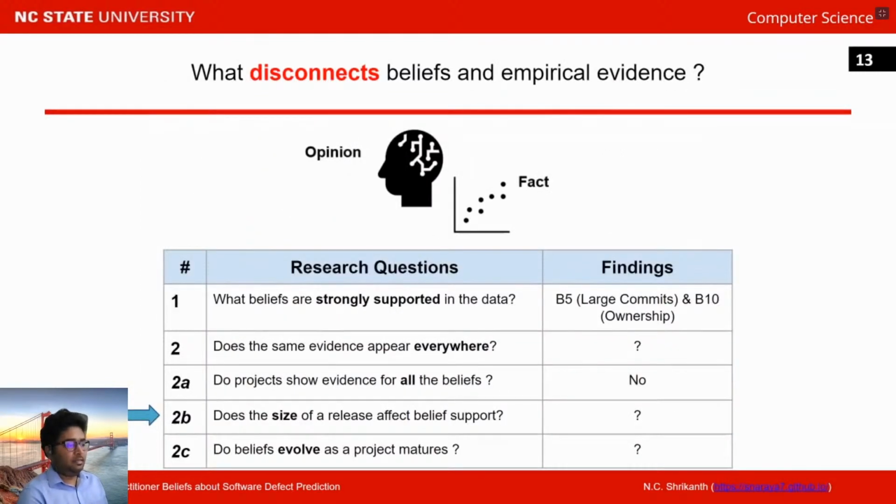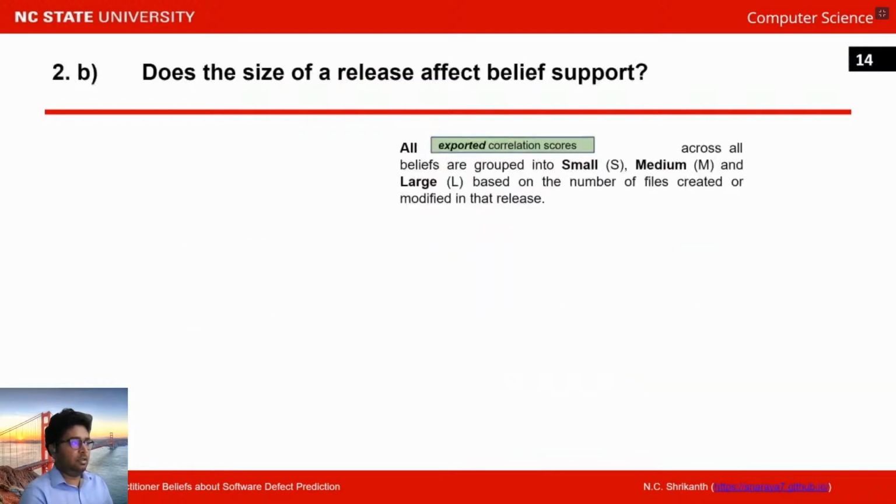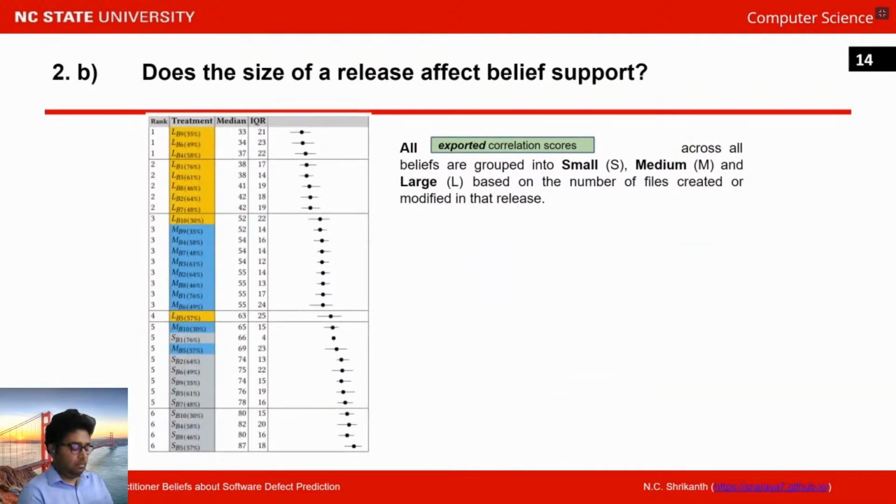The next thing that we want to talk about is, do beliefs remain stable within the project, that is, within releases? So what we did is, we divided the releases of a project into, say, large, medium, and small based on the number of files changed. And even in those, we find discrepancies. Like, for example, take a look at belief 4, which is not strong in large releases, but it is helpful in smaller releases.